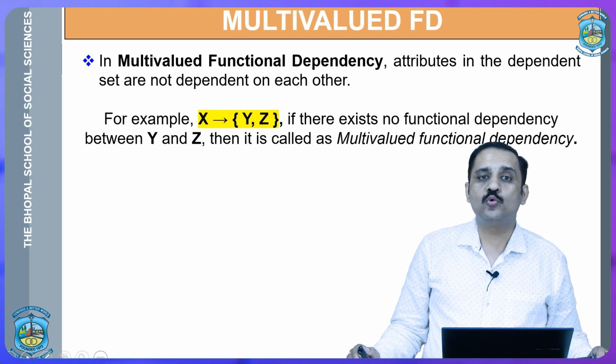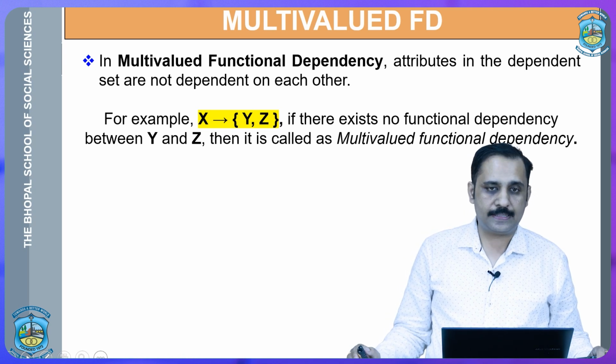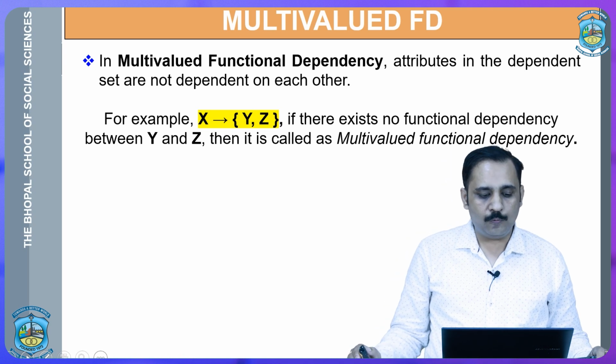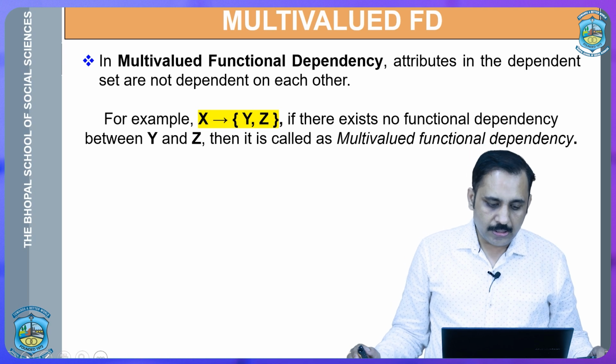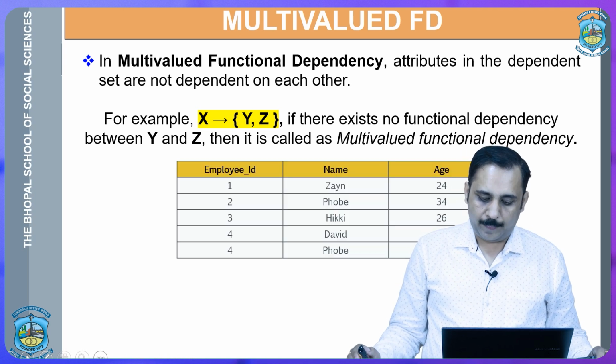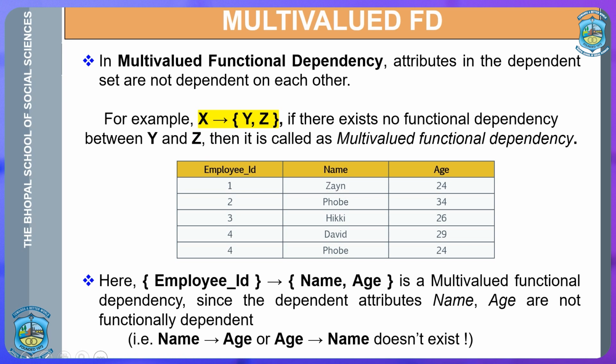If there exists no functional dependency between the value of Y and Z, then we say that this is a multi-valued functional dependency, right? If Y and Z are not the same or not subsets of each other, we can say that it is a multi-valued dependency. Here we can say that employee ID tends to name, age. Here both the value of name as well as the value of age are not part of the superset, which is employee ID, the determinant of both, right. So, this is a multi-value functional dependency. Here name tends to age or age tends to name does not exist.